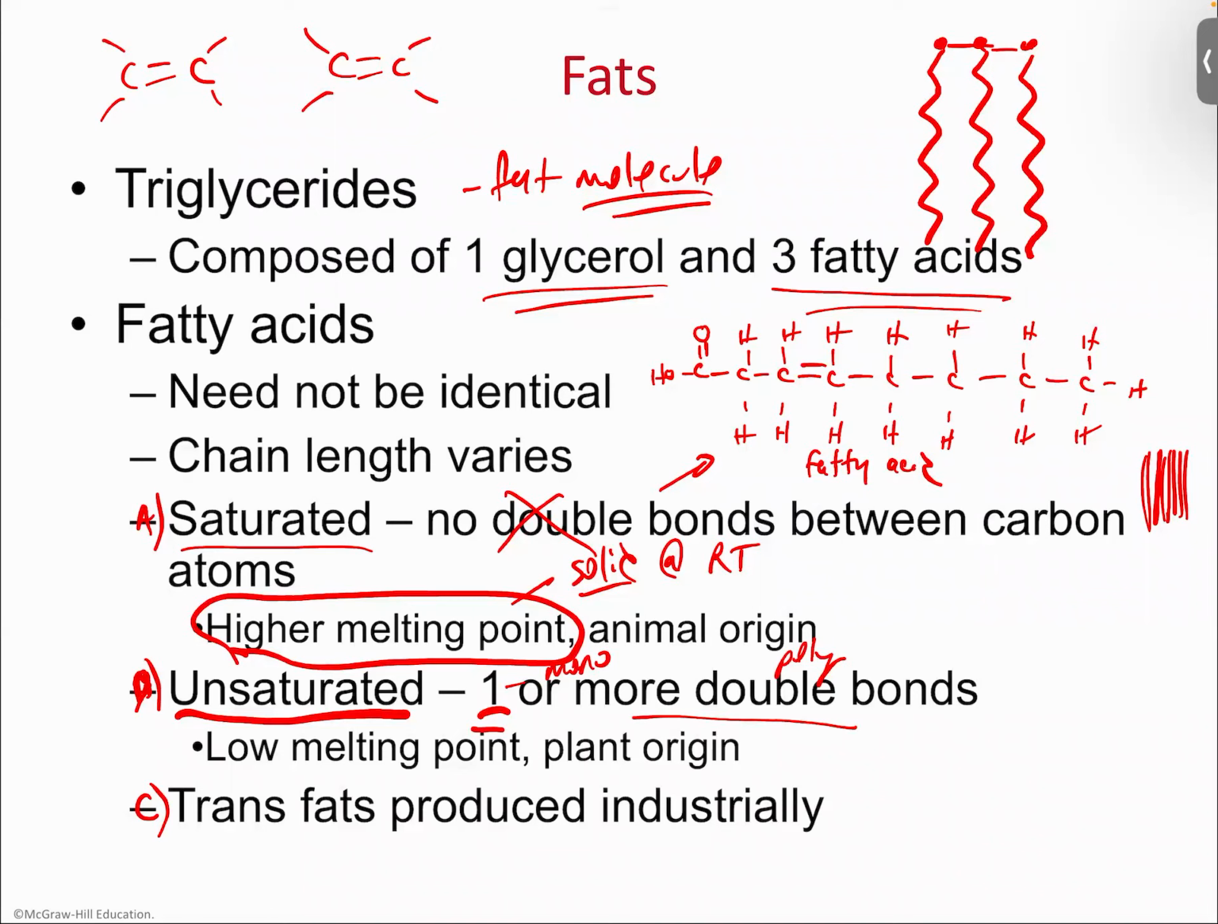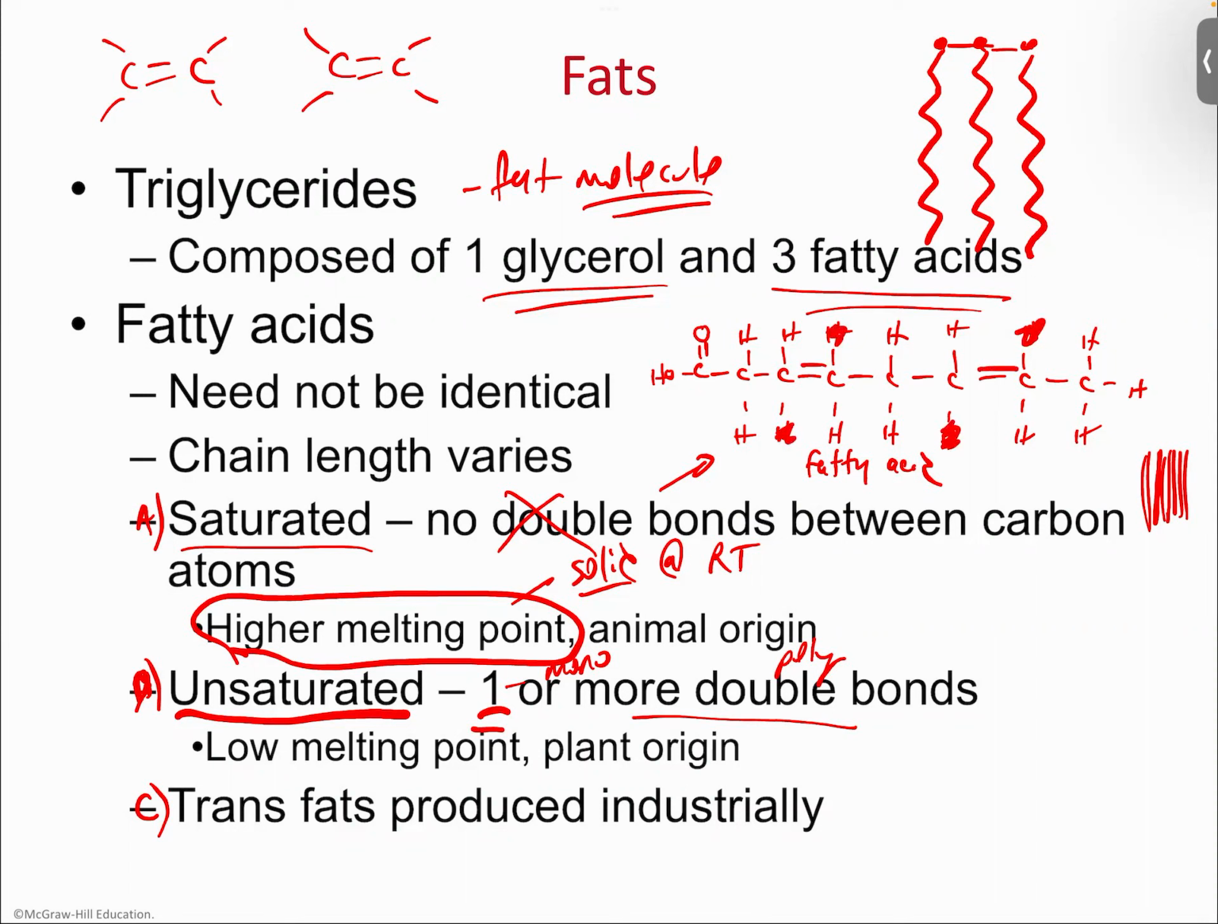Toss in a double bond, it is now monounsaturated. I've got to eliminate one of these guys. If I want to toss in another double bond, it is now polyunsaturated, and so we'd basically get rid of these guys here. So that would be an unsaturated fatty acid.